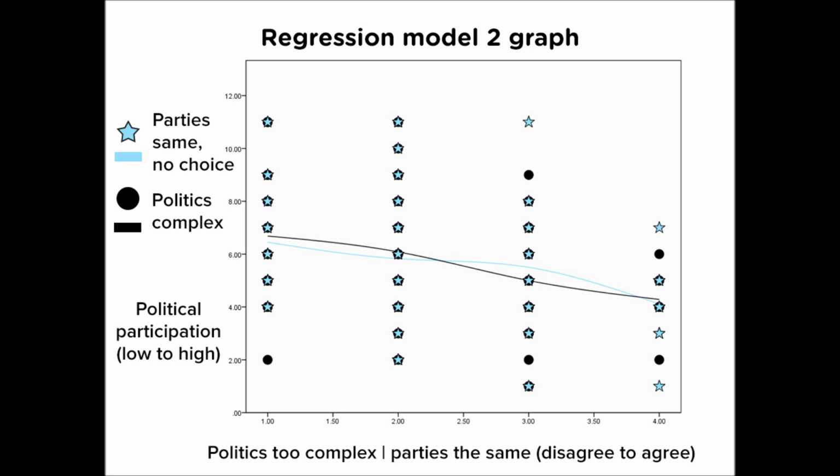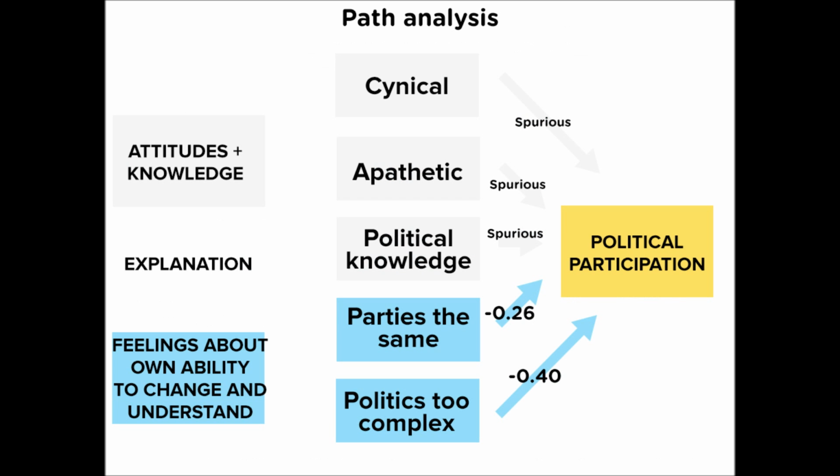The graph of the second regression shows that feelings about parties being basically the same and politics being too complicated are similar to each other. It's in a downward trend relating to political participation. The two regressions show through explanation that attitudes and level of political knowledge have a spurious relationship with political participation. What has a bigger impact is people's feelings about their own ability to have influence over and understand politics.